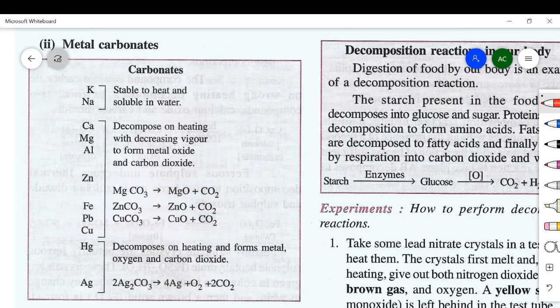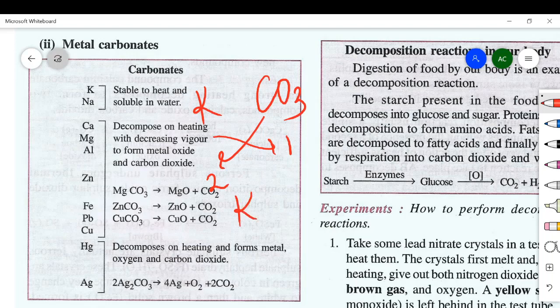Now we'll see the effect of heat on metal carbonates. Now, how are metal carbonates formed? Carbonate, you all know, is CO3, the valency is 2. So for any metal, I take the example of potassium, valency 1, carbonate valency 2. So the formula will be K2CO3.